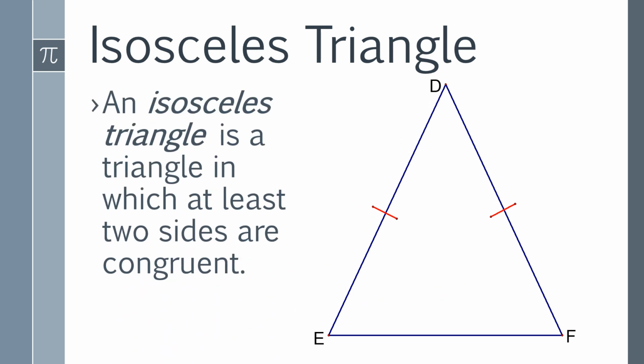So, an isosceles triangle is a triangle in which at least two sides of the triangle are congruent. So we can see here that segment DE is congruent to segment DF, and that would make triangle DEF an isosceles triangle. Isosceles is a derivative of a Greek word, isosceles, which means equal bones. So if you think about the bones in your legs, you want them to be equal in length. Makes walking much easier.